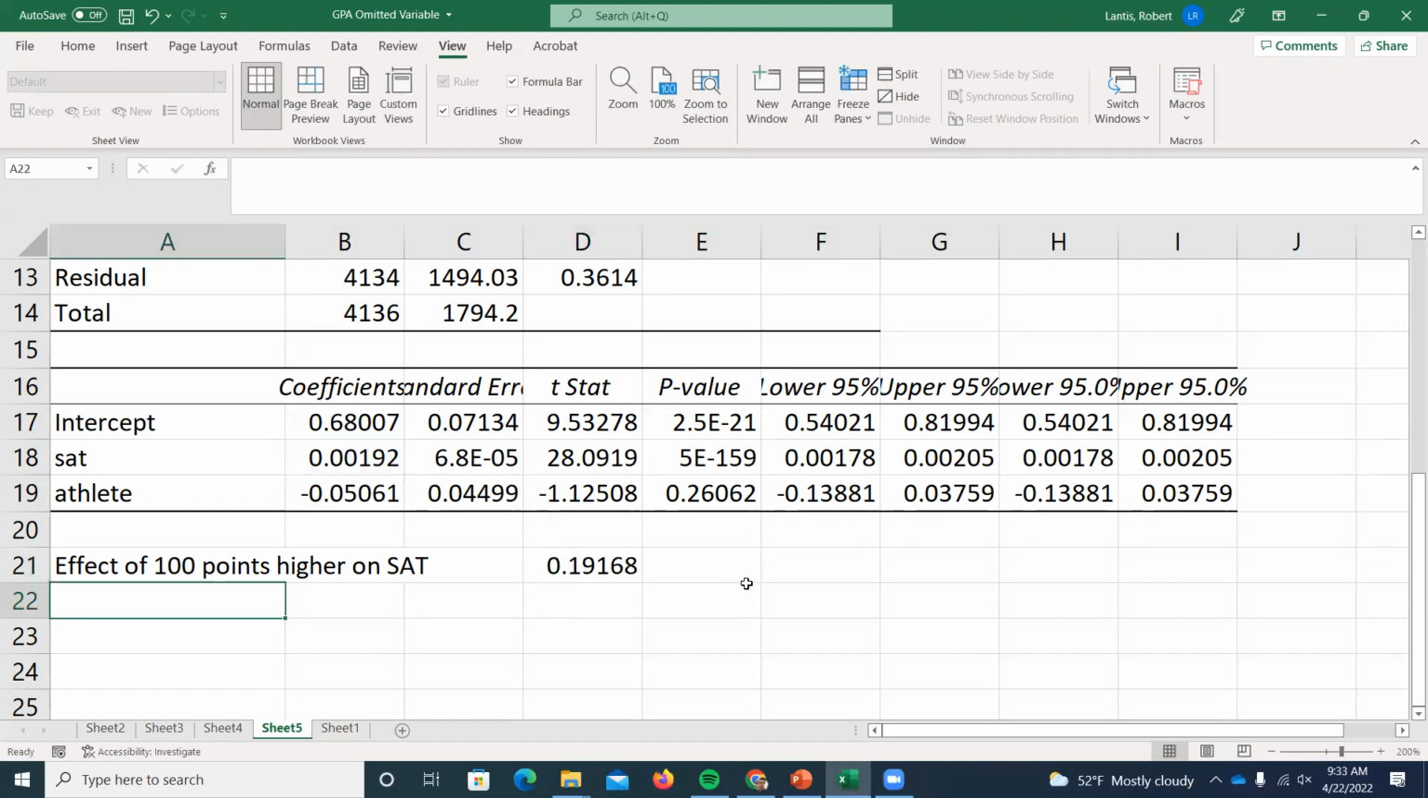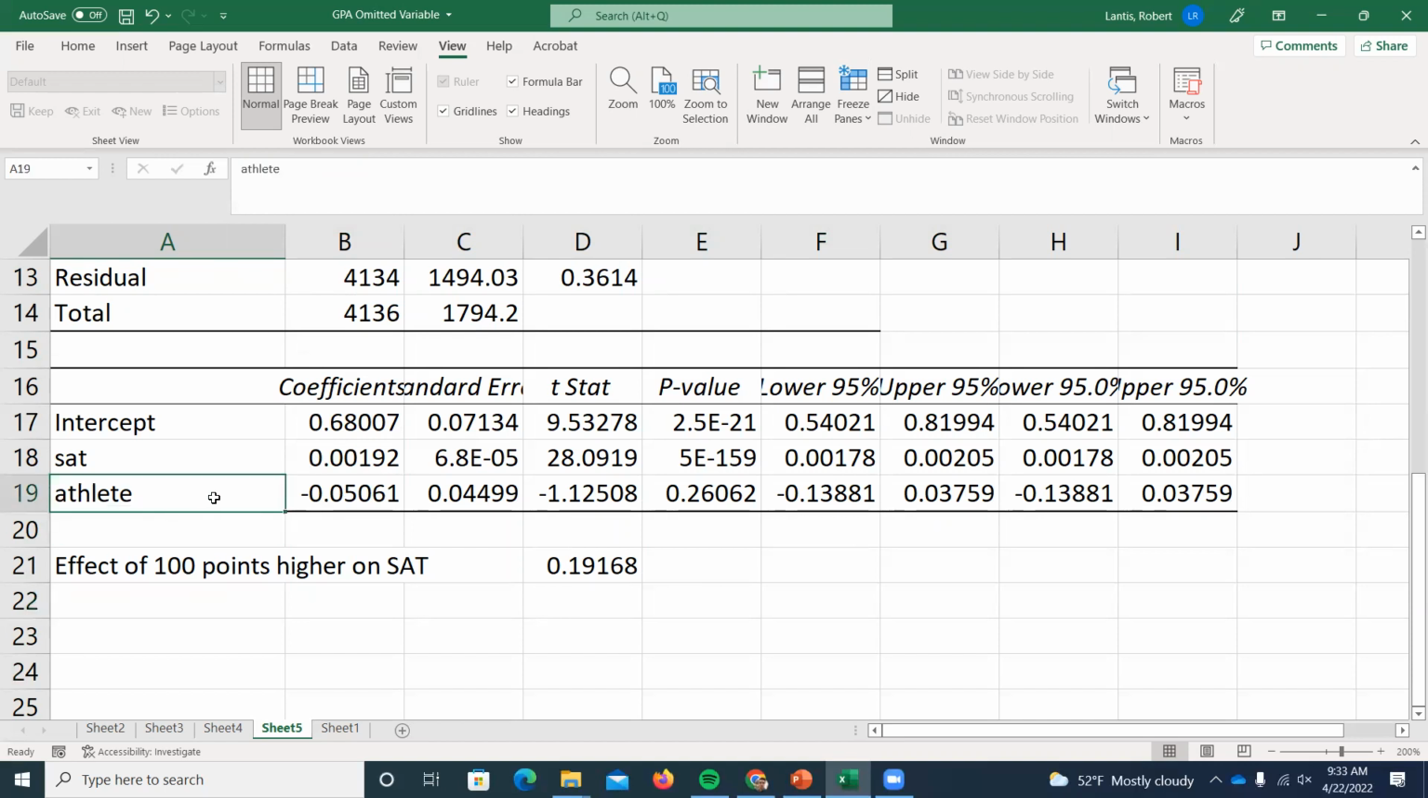And that makes a little more sense, right? If someone scores 100 points higher on the SAT, you'd predict their GPA would be about 0.2 higher. That seems a little more reasonable, and it makes more sense to talk about it in that context. And I didn't mention that this is the effect of 1 additional point on the SAT score, holding constant whether or not the student was a student athlete. So for 2 students who are both student athletes, if one of them scores 1 point higher, the additional expected increase in their GPA would be 0.0019.